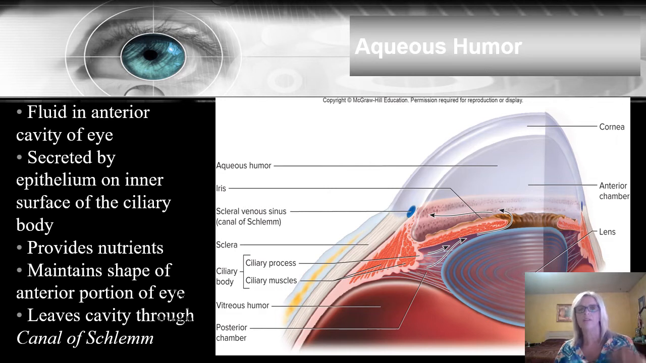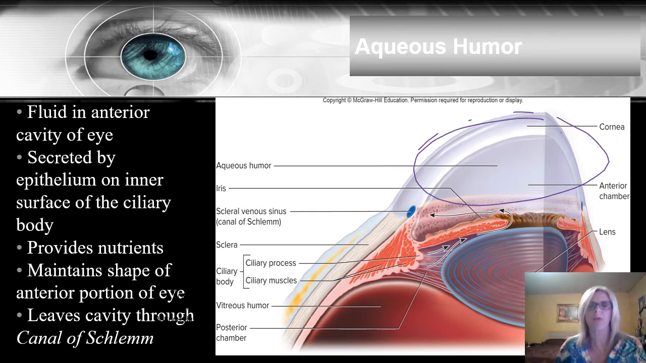Aqueous humor, as I've said, is the more watery type fluid that will come out of the anterior portion of the eye here, and you can see that this is the anterior portion where the aqueous humor is found. So it's the fluid in the anterior cavity of the eye. This fluid is secreted by epithelium on the inner surface of the ciliary body, and the function is to maintain shape of the anterior portion of the eye and to provide nutrients and of course moisture. This fluid leaves the cavity through what we call the canal of Schlemm.